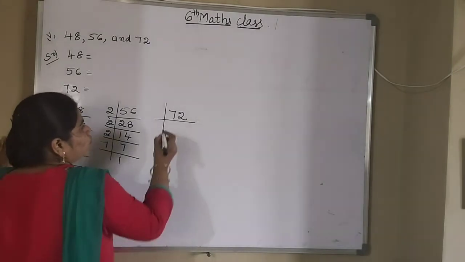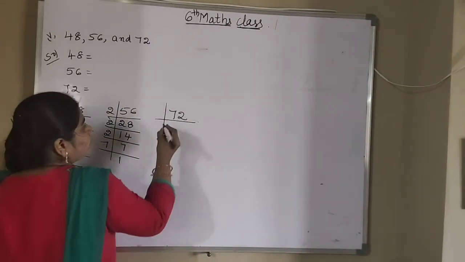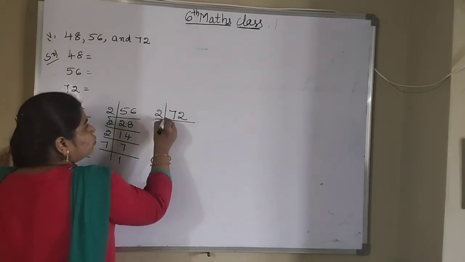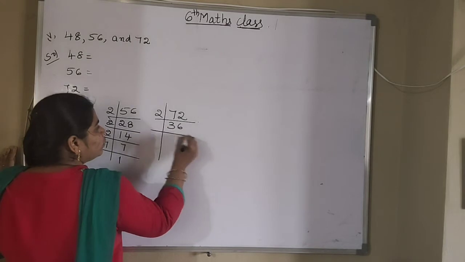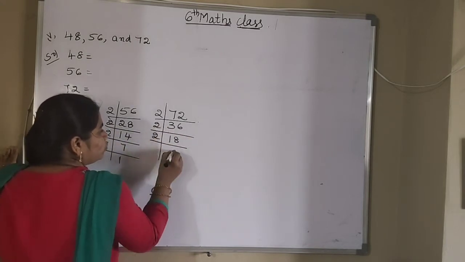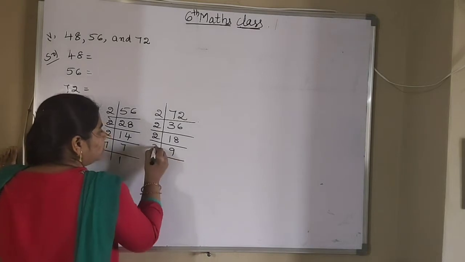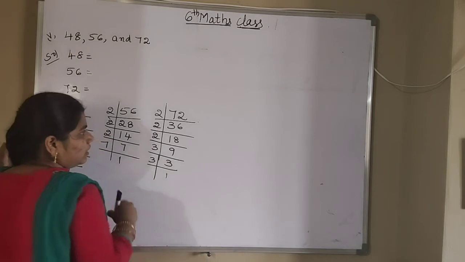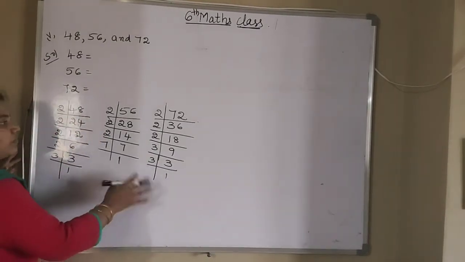Now 72. Again 2 is an even number, so it will go in the 2 table. 2 36s are 72. 2 18s are 36. 2 9s are 18. 3 3s are 9. 3 1s are 3. So we got the prime factors of 72 also.